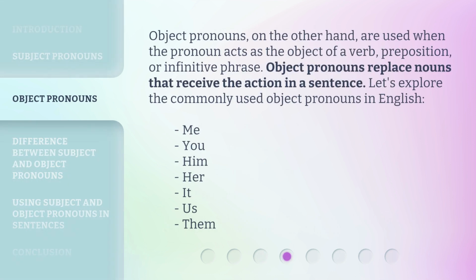Object pronouns, on the other hand, are used when the pronoun acts as the object of a verb, preposition, or infinitive phrase. Object pronouns replace nouns that receive the action in a sentence. Let's explore the commonly used object pronouns in English. Me, you, him, her, it, us, them.